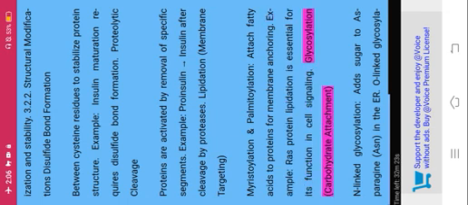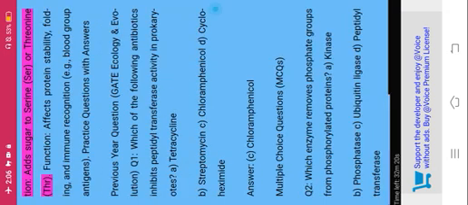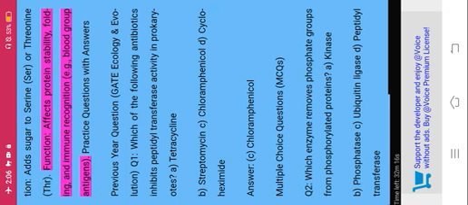Glycosylation, carbohydrate attachment. N-linked glycosylation adds sugar to asparagine (Asn) in the ER. O-linked glycosylation adds sugar to serine (Ser) or threonine (Thr). Function: affects protein stability, folding, and immune recognition, e.g., blood group antigens.